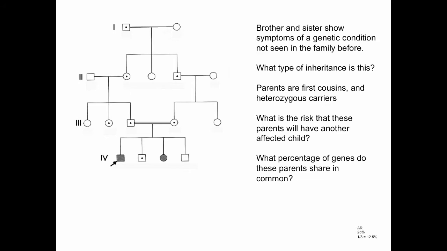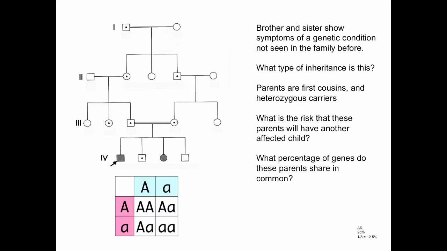What is the risk that these two parents, who happen to be cousins, will have another affected child? See, they have two affected children. What if they have a fifth child? What's the risk that that child will be affected? Well, you can do the Punnett square, and you'd say, for example, big A, little a, crossed with big A, little a. What it would say is there's a 25% risk that their next child would also have the genetic condition as the two children they've already had.